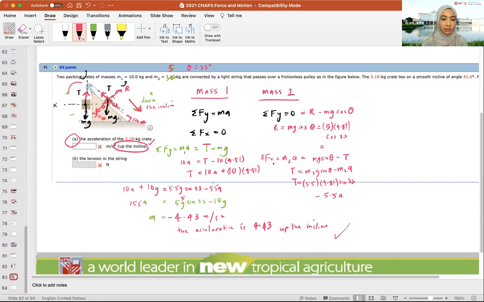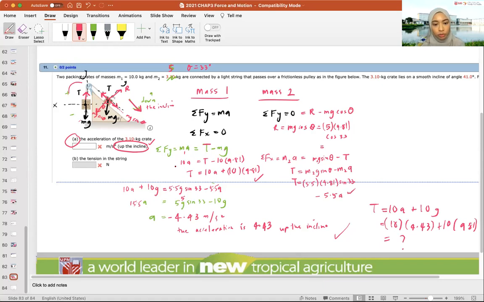Okay, so that is it. This is the last example. Let's continue with chapter 4. Do we have any questions about this problem? Alah, kena buat tension ke? Okay lah, kita buat kejap. Tension is equal to, ambil yang senang, this guy, 10A plus 10G. This is 10 times 4.43 plus 10 times 9.81. Tu tekanlah calculator sendiri. Okay, kalau nak solve for tension, you can pick either one.